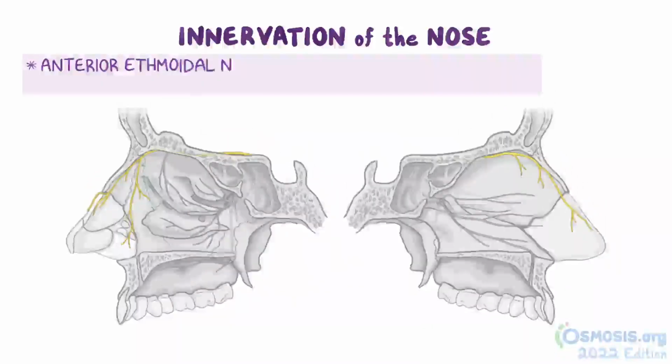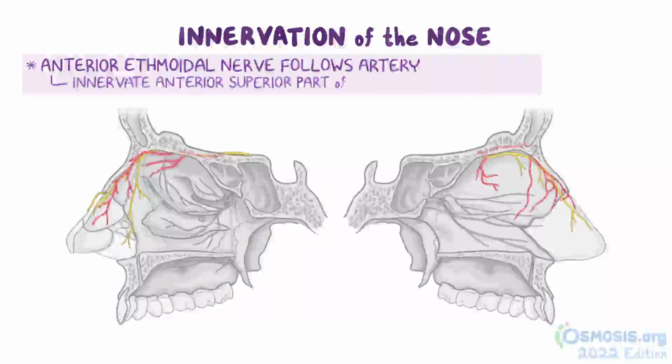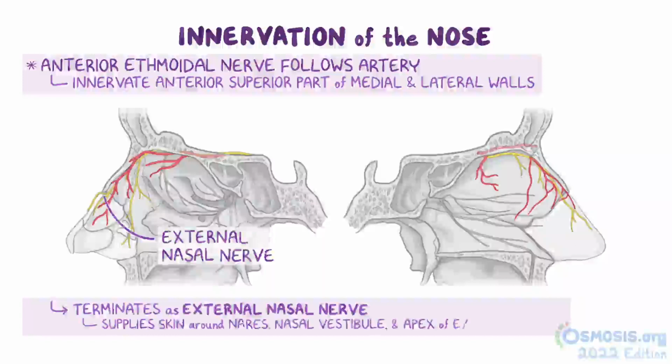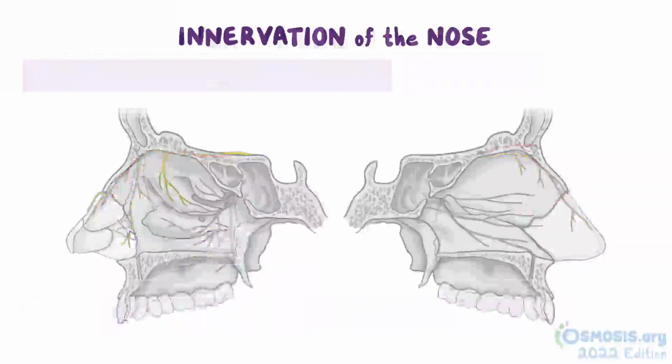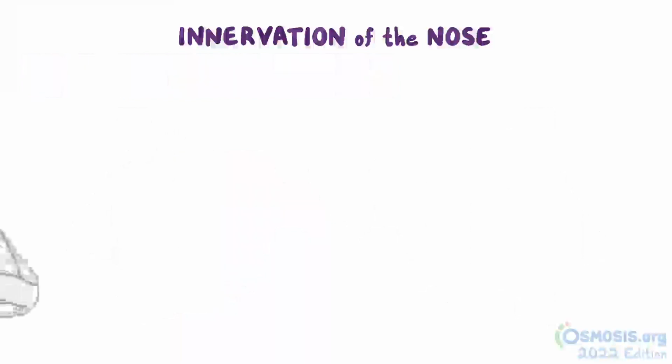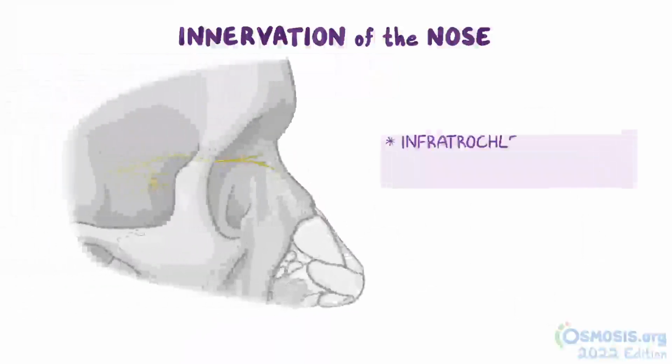The anterior ethmoidal nerve follows the pathways of the anterior ethmoidal artery to innervate the anterior superior part of the medial and lateral walls of the nasal cavity. It terminates as the external nasal nerve, which supplies the skin around the nares, the nasal vestibule, and the apex of the external nose. The posterior ethmoidal nerve mostly innervates the ethmoidal cells and the sphenoidal sinus. The nasociliary nerve also gives off the infratrochlear nerve, which innervates the root and dorsum of the external nose.